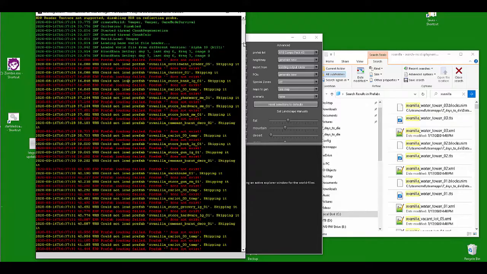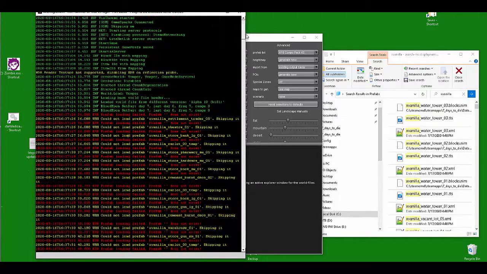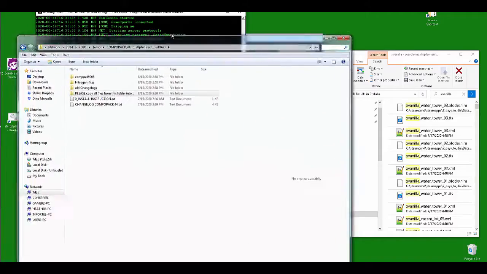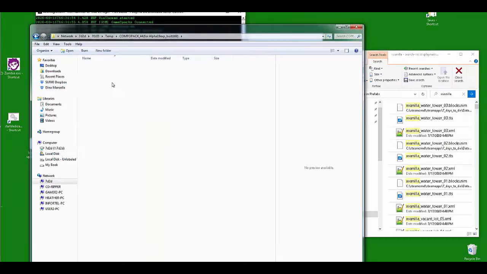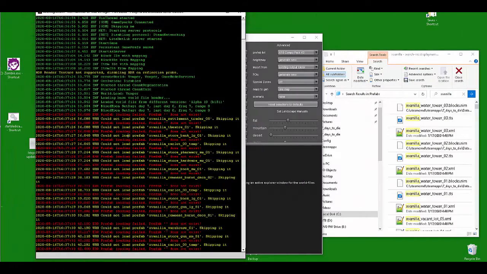What the heck are all these errors? I need some help here because I loaded the Compo Pack. So this is the Compo Pack 44 for Alpha 19. And I copied all of these files into the prefabs folder that's over here.